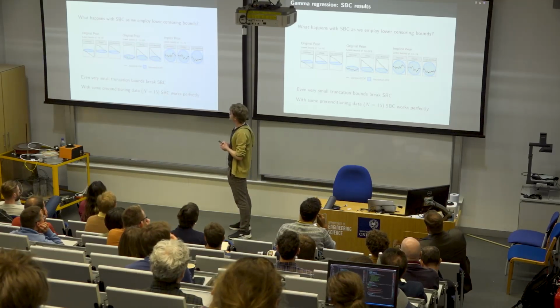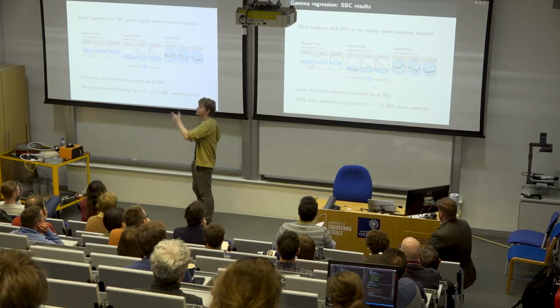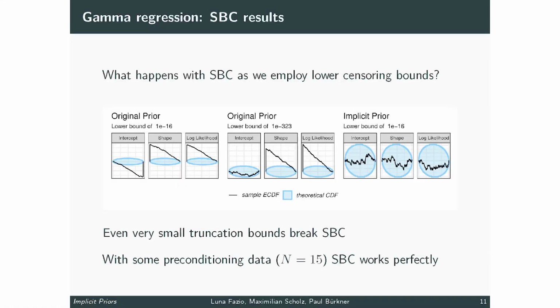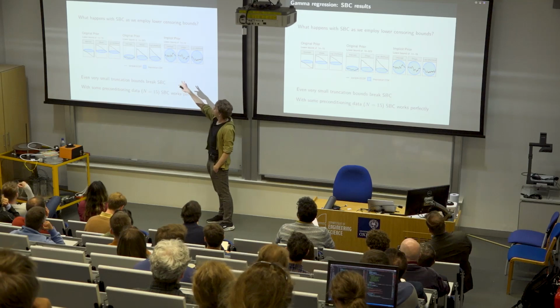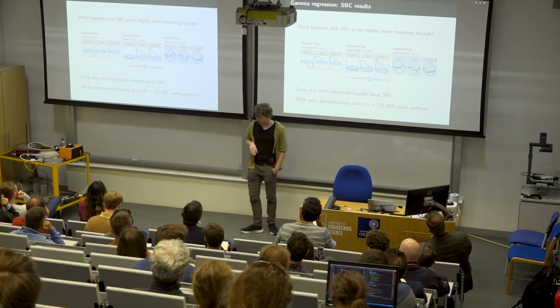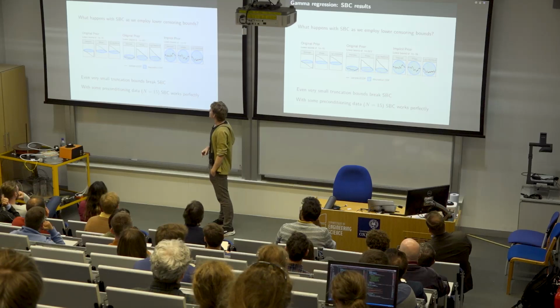So what happens with SBC? Let's say we're employing censoring, so we say every observation that is below 10 to the power of minus 16, so double precision, relatively small, we are censoring up to 10 to the power of minus 16. That shouldn't make much of a difference, right? It's such small numbers. But what we see is with the original prior, we would like our black lines to be within that blue curve, but it definitely isn't. So SBC fails completely with the original prior, where we are using a truncation or censoring bound of 10 to the power of minus 16. We can also do it with the smallest non-zero value we can represent in R, which is 10 to the power of minus 323.